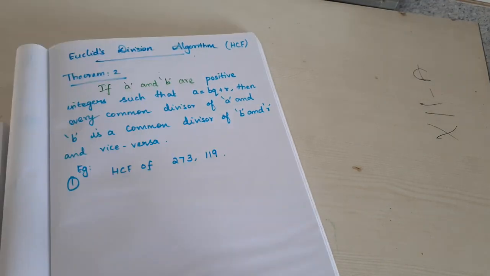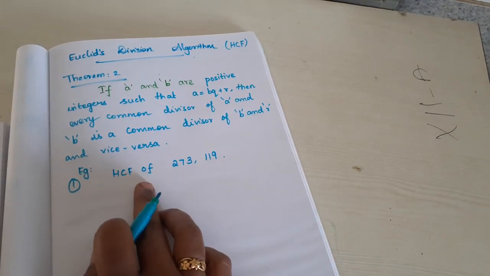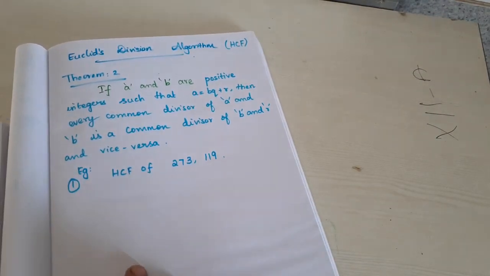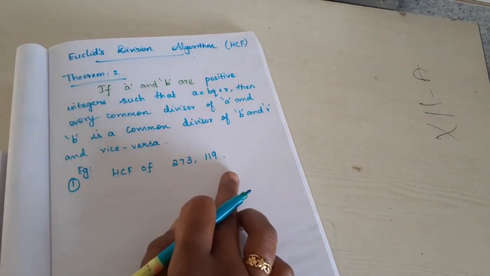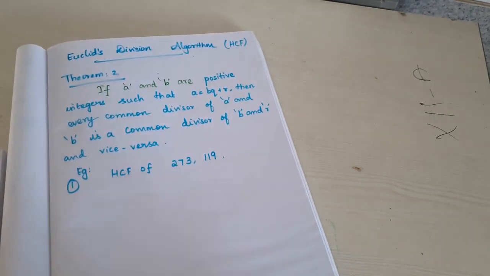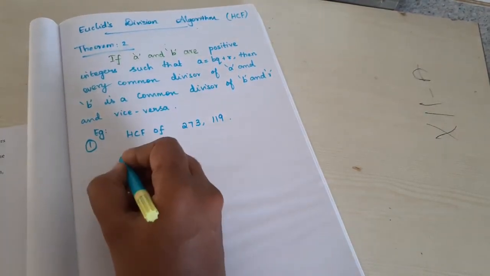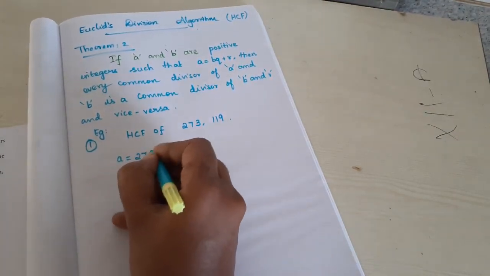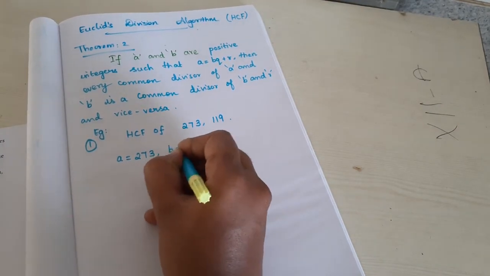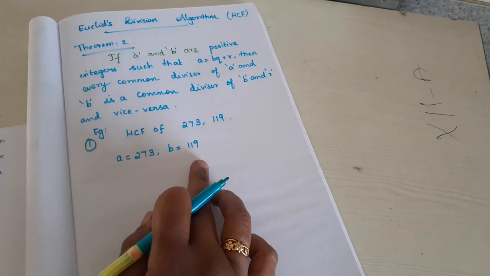Okay, dear students, listen. In this example, we are going to find the HCF of 273 and 119 by using the division algorithm. The method is, listen carefully. First, you need to select the biggest number as A. Which is the biggest number? 273. So B is 119. Got it? So A value and B value.